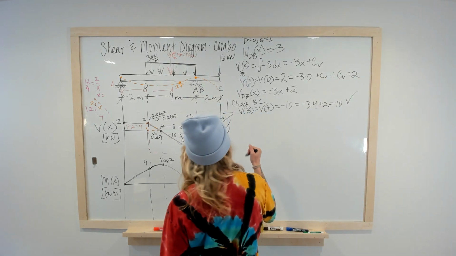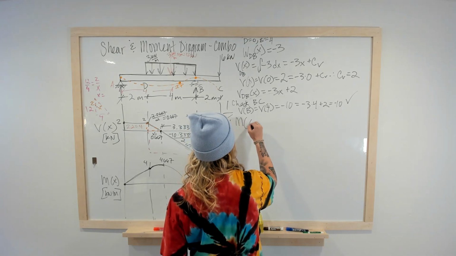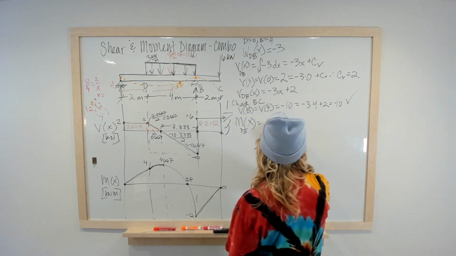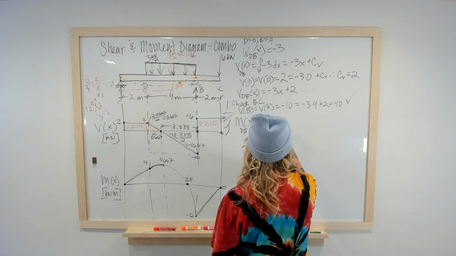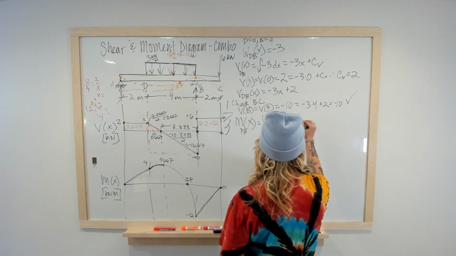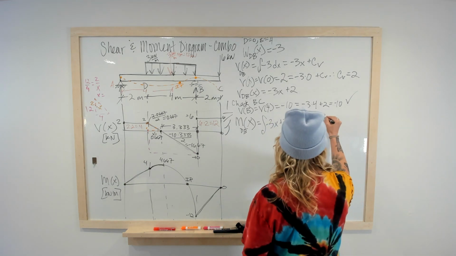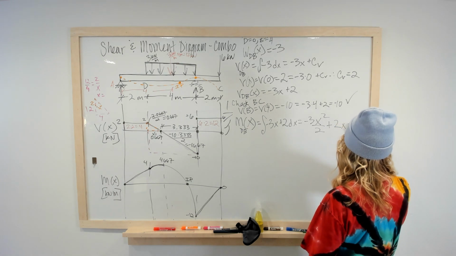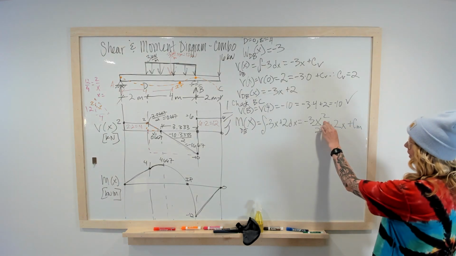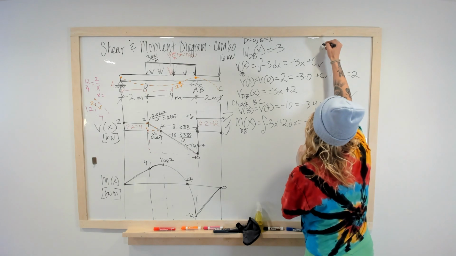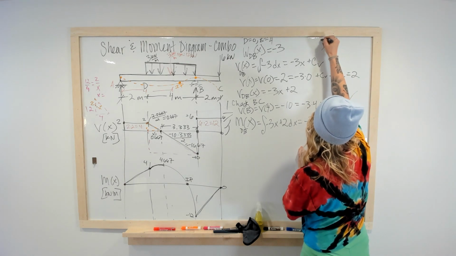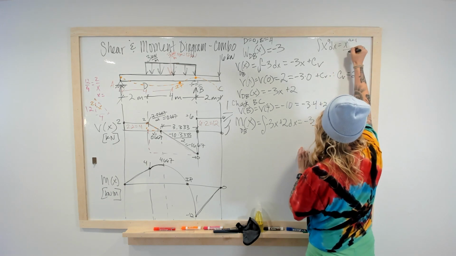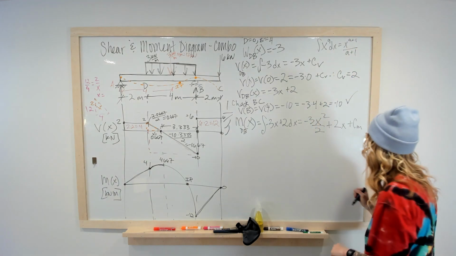Okay, so now I need my M of x from D to B. It's going to be equal to the integral of negative 3x plus 2 dx, which is equal to negative 3x squared over 2 plus 2x plus C_M. Just a reminder on how integration works: if you have x to the a, the integral of that dx is equal to x to the a plus 1 over a plus 1.